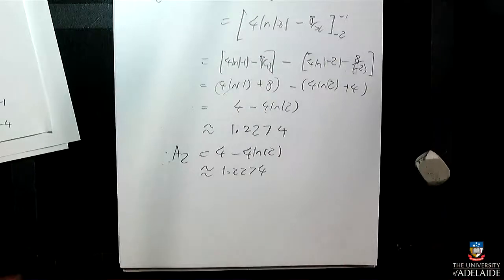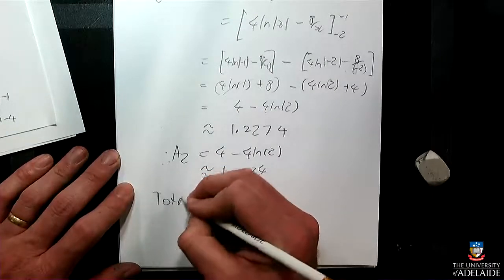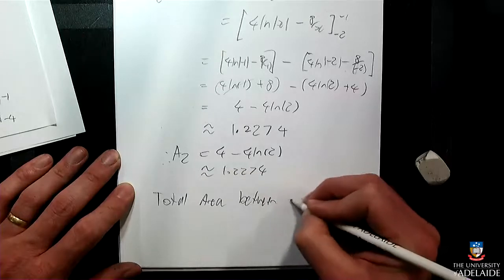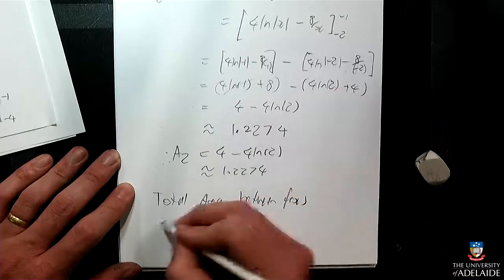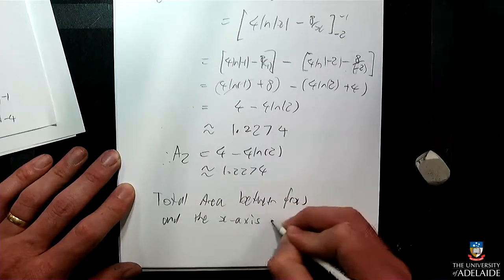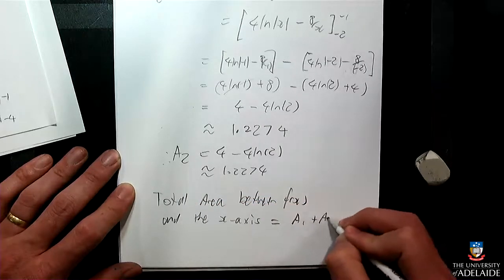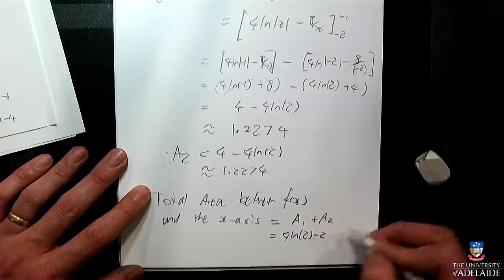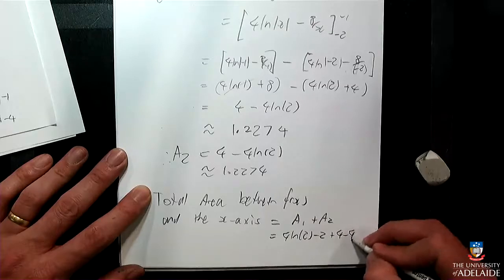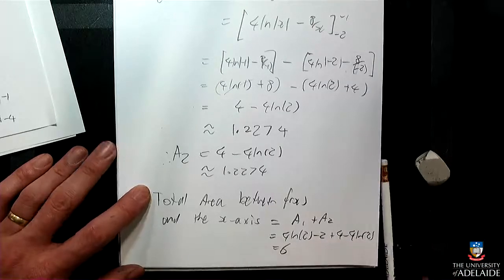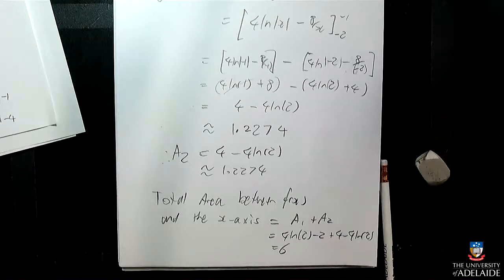Beautiful. So the total area between f of x and the x-axis on this interval is A1 plus A2, which is 4 ln 2 minus 2 plus 4 minus 4 ln 2, which amazingly is 6. And that surprises me completely.